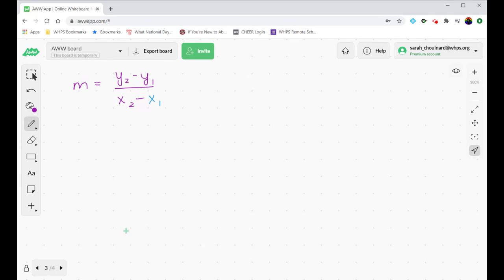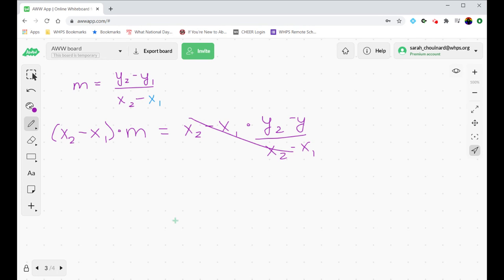All right, this last one's definitely the most challenging one on here. So first of all, I've got a denominator, so I want to multiply both sides by my denominator because that's going to clear my fraction. So multiplying by the denominator clears out the fraction. So now I have m times x2 minus x1 equals y2 minus y1.